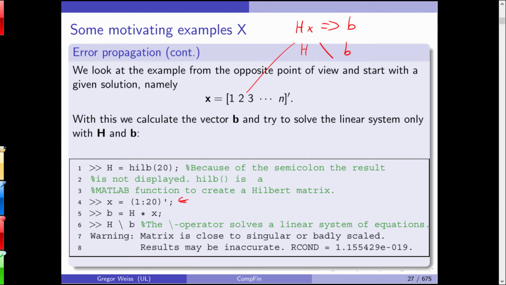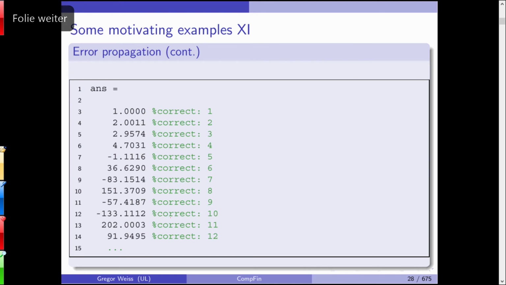H is a 20-dimensional Hilbert matrix. Luckily, MATLAB has a standard function for this. You simply input hilb and 20, the dimension, in parentheses, and then H/B. This gives you the solution of the system of linear equations with H as the coefficient matrix and B on the right-hand side. This is the solution and the output by MATLAB.